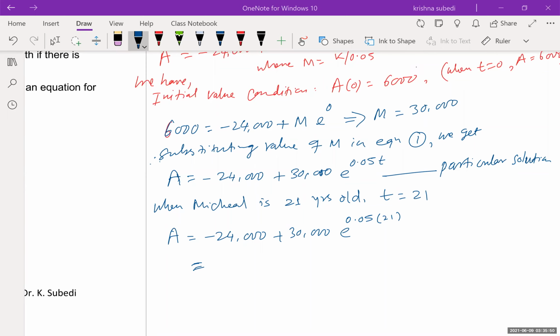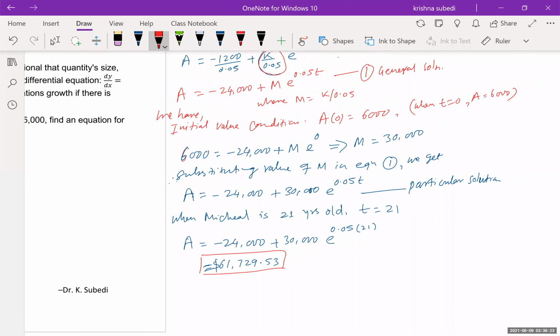Okay, all right. So thank you once again, everyone who responded in the chat box. All of you got $61,729.53. That is the amount in the account after 21 years, when Michael is 21 years old. So the account will have this much. That's pretty good money, isn't it? Okay, any questions so far?